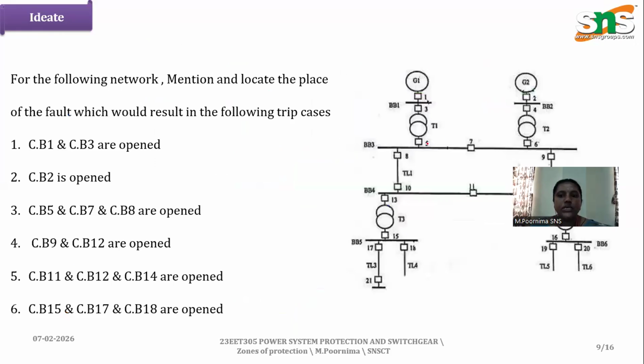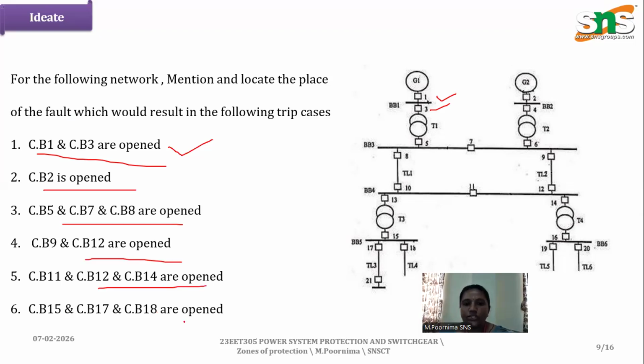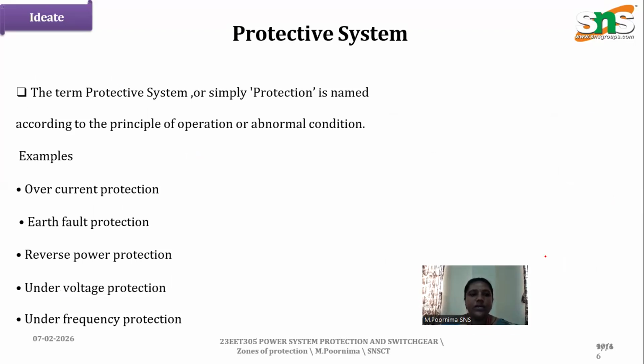Now coming to this, here is a small example. In the following network, we have circuit breakers, circuit breaker 1 and circuit breaker 3. Here we can see circuit breaker 3 is there, circuit breaker 1 is opened and circuit breaker 2 is opened. And what happens, there were fault conditions. So for various fault conditions, we can see the various one line diagrams here, and based on this, we can protect the systems. Here the protection comes under the term protected system, named according to the principle of operation or abnormal conditions.